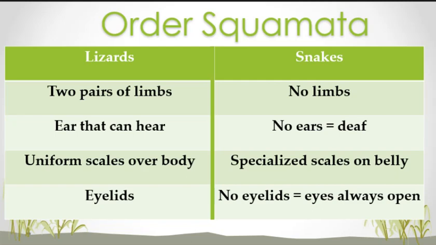Lizards have uniform scales all over their body, whereas snakes have specialized scales on their belly. If I'd remembered to bring my snake skin, I could show you those. They're called scutes. Yeah, scutes, and it helps them scoot along.